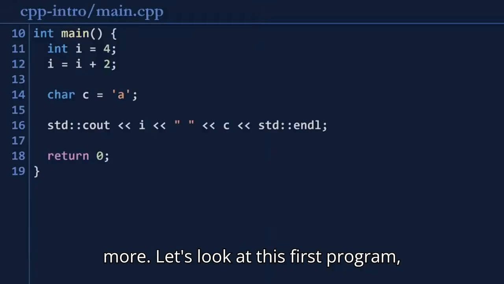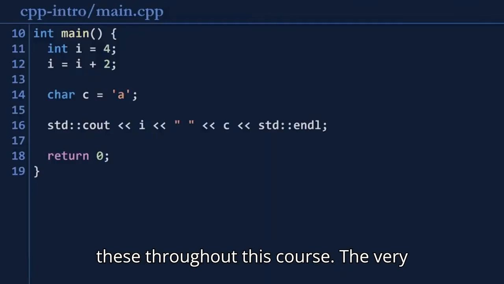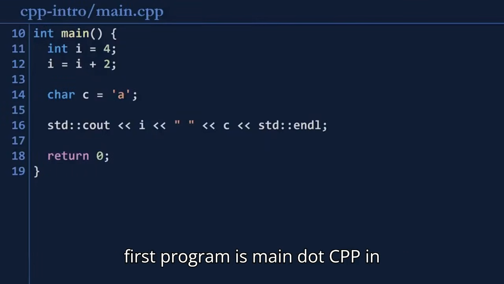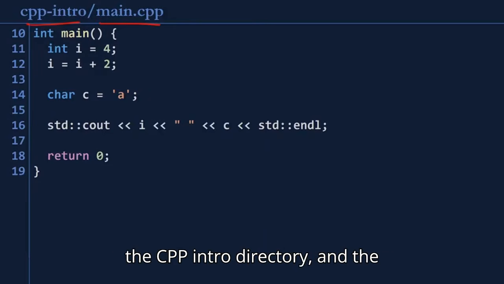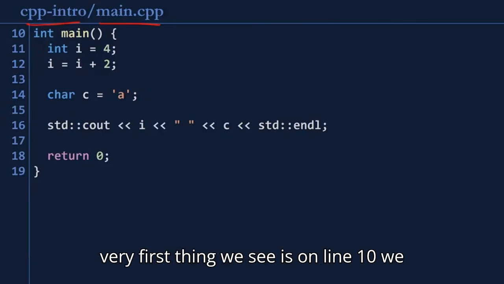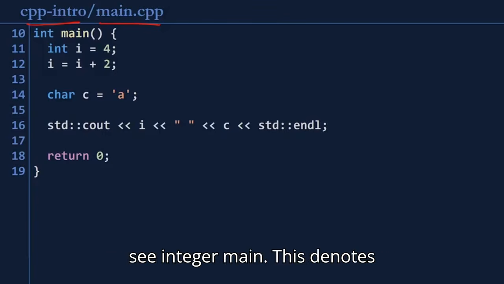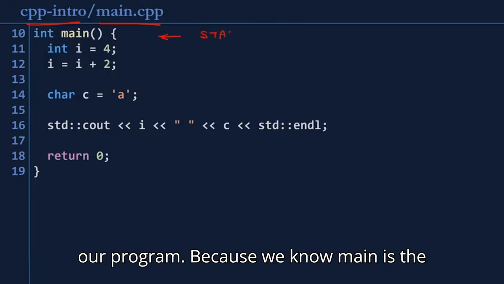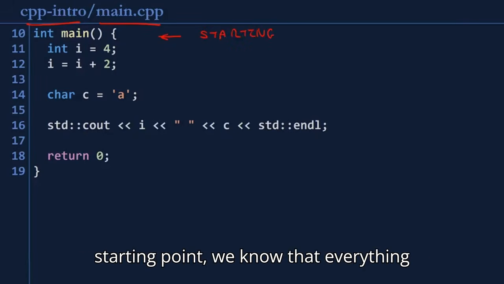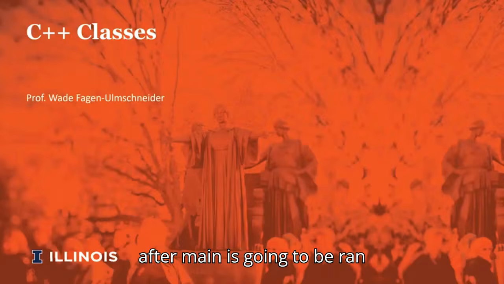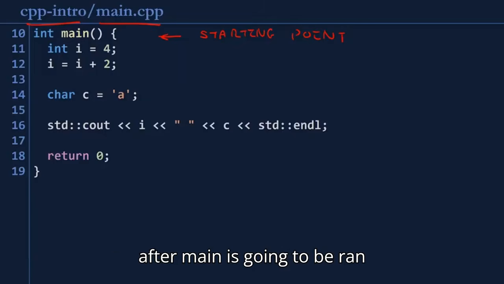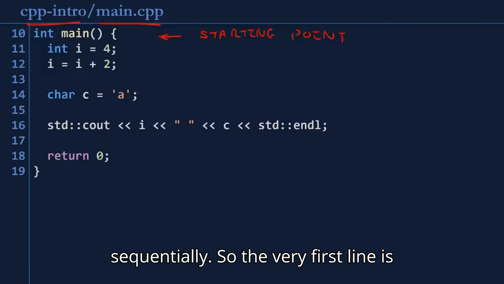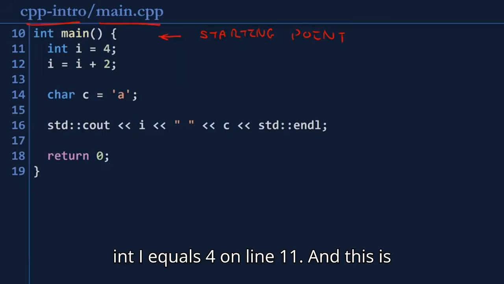Let's look at this first program, and we're going to look at hundreds of these throughout this course. The very first program is main.cpp in the cpp intro directory. And the very first thing we see is on line 10, we see int main. This denotes that this must be the starting point of our program. Because we know main is the starting point, we know that everything after main is going to be run sequentially. So the very first line is int i = 4 on line 11.